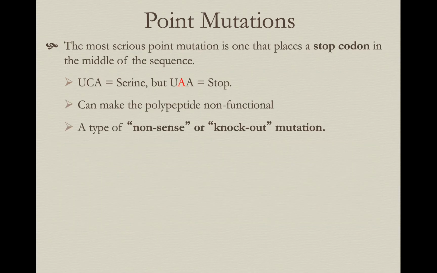Now, clearly the most serious point mutation is one in which you get a stop codon replacing one that would normally produce an amino acid. So, for example, if you have UCA that gets you serine, but you make one point mutation, a replacement site mutation where you put an A in that codon instead, you're going to get a stop codon. Depending on where this occurs, if it happens in the middle of the formation of the polypeptide or protein, it's going to be non-functional. So these typically are going to be nonsense or knockout mutations.